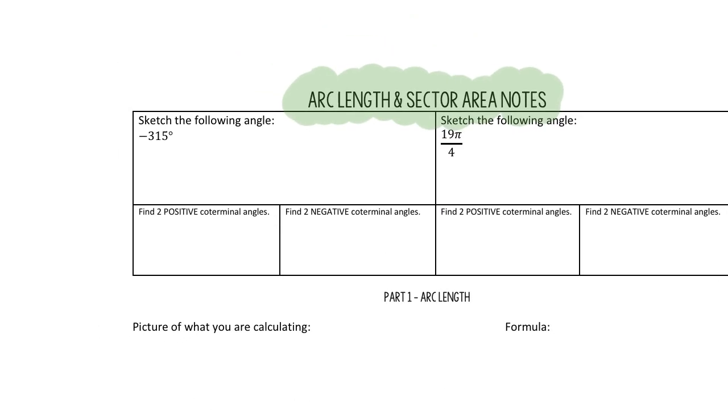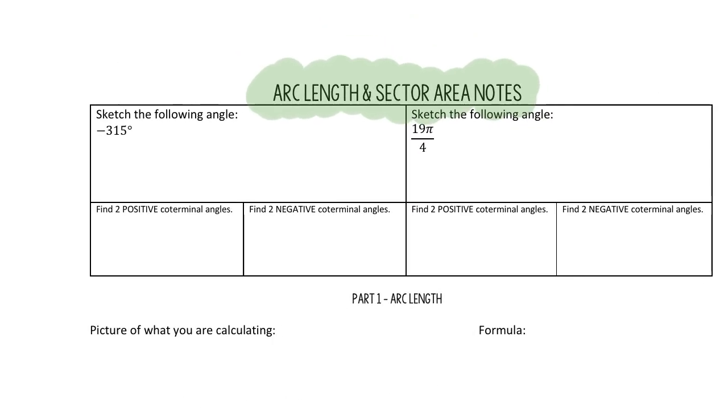So go ahead and pause the screen for a second, and I want you to try the problems that are in this top box here. Sketching an angle of negative 315 degrees and sketching an angle of 19 pi over 4, and then finding the positive and negative coterminal angles. Pause there, we'll go over it in a minute.